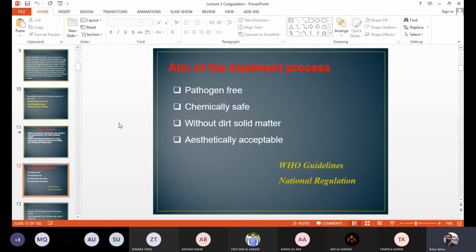The aim of the treatment processes is pathogen-free water, chemically safe water without dirt and solid matter, and aesthetically acceptable. We use national regulation for the calculation of water quality, and we follow the WHO guidelines for comparing the water sample with safer limits.